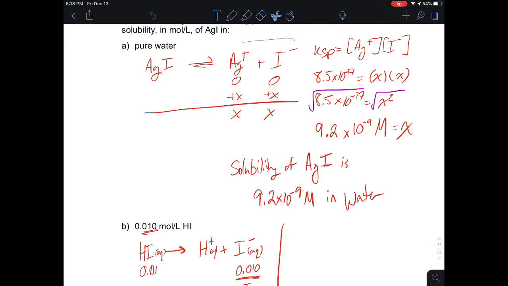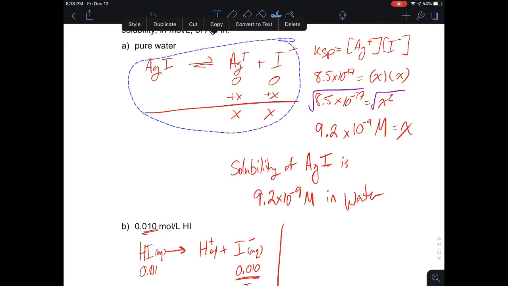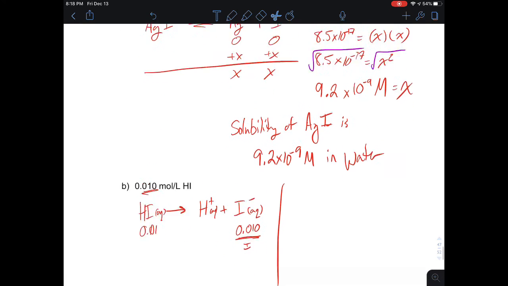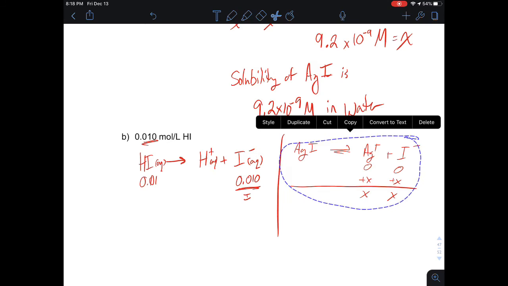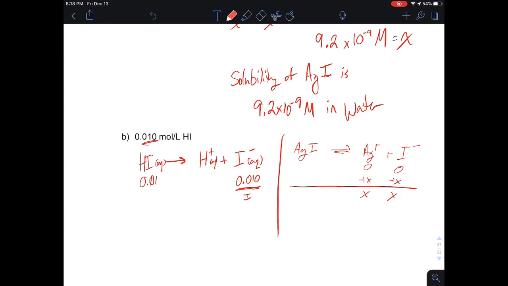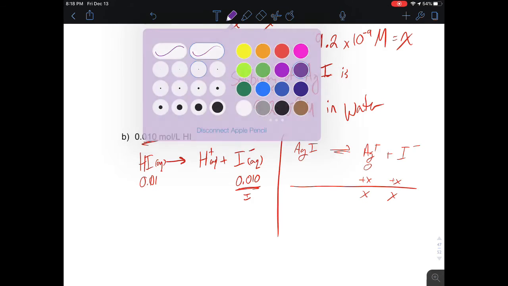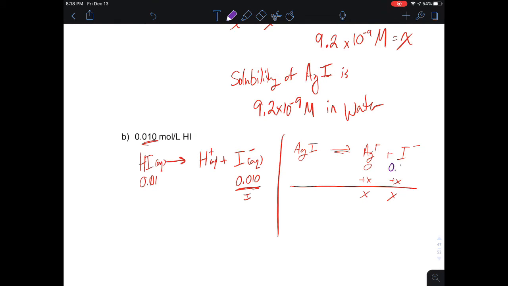Okay, so let's get our same setup. I'm just going to steal it. All right, I'm going to copy that. I'm going to paste that over here. Maybe shrink it down a little bit to fit in. And I'm going to fill in the new detail, which is that we're going to be adding 0.010 molar iodine to start.